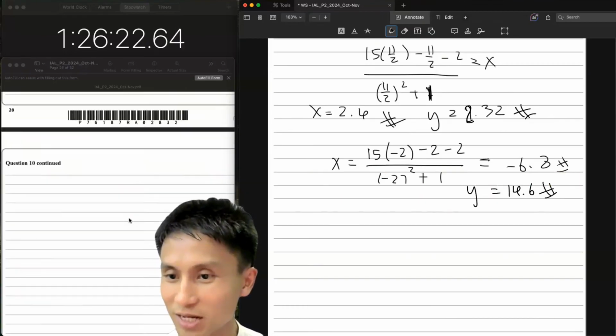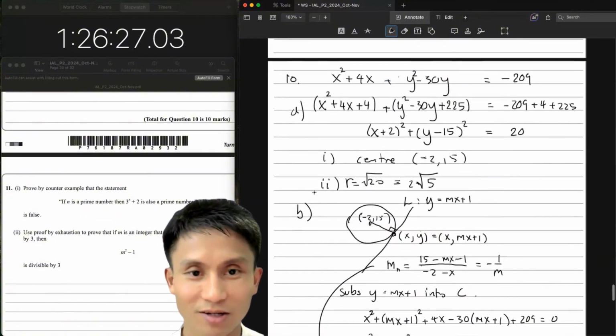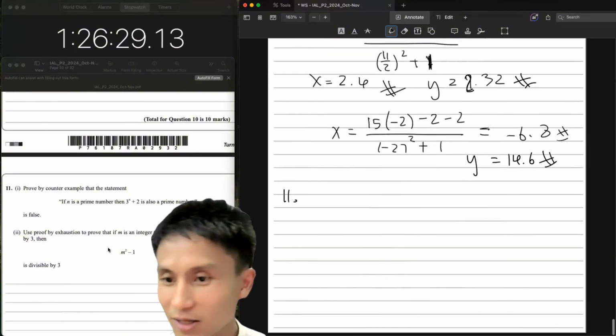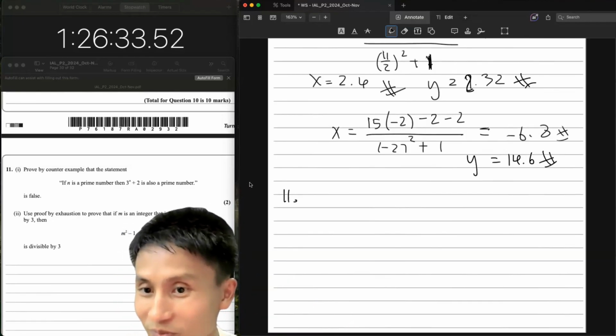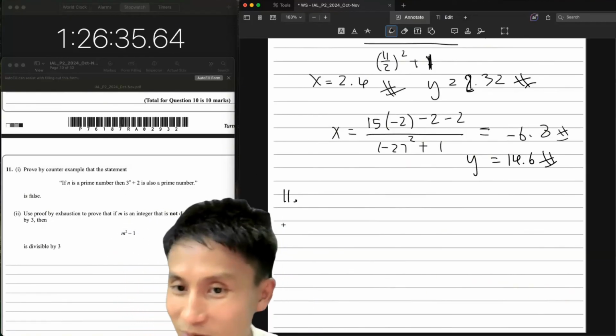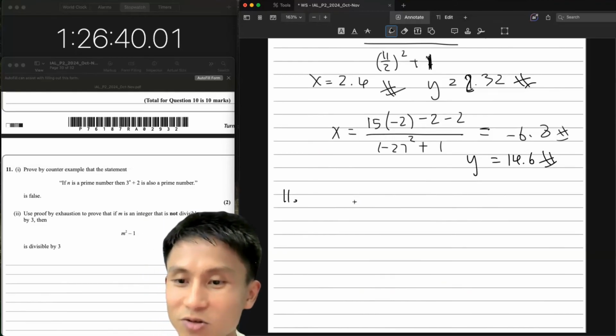I'm going to do number 10 now. Out of time. Wait, is it 10 or 11? 11, sorry. Prove by counterexample that that statement is false: if N is a prime number, then 3 to the N plus 2 is also a prime number.